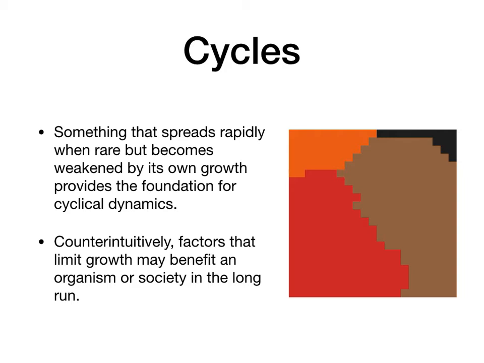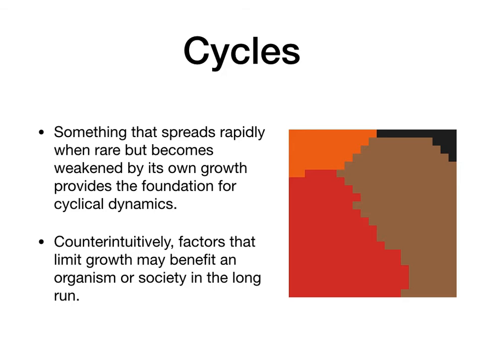Our final modeling unit was on cycles, and we found that something that spreads rapidly when rare but becomes weakened by its own growth provides the foundation for cyclical dynamics. Counterintuitively, perhaps, factors that limit growth may actually benefit an organism or society in the long run.